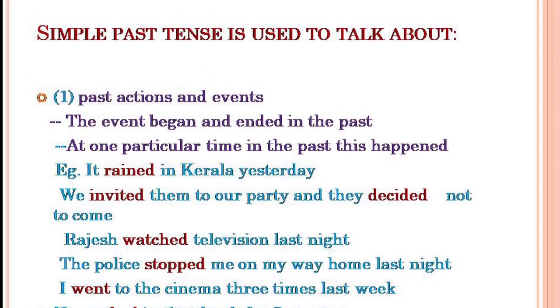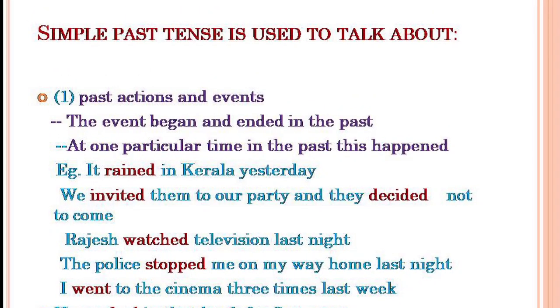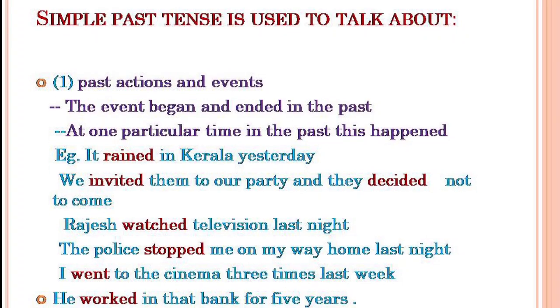Simple past tense is used to talk about past actions and events. The events began and ended in the past. At one particular time in the past, this happened. Simple past tense is used for actions completed in the past at a definite time. It is therefore used for a past action when the time is given. I met him yesterday. Pasteur died in 1895.